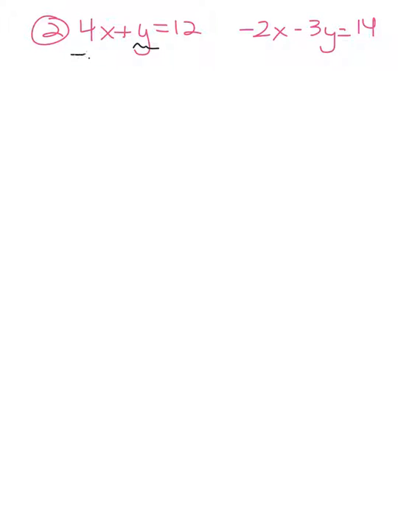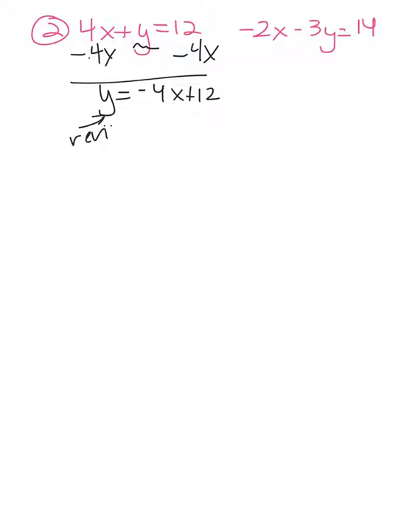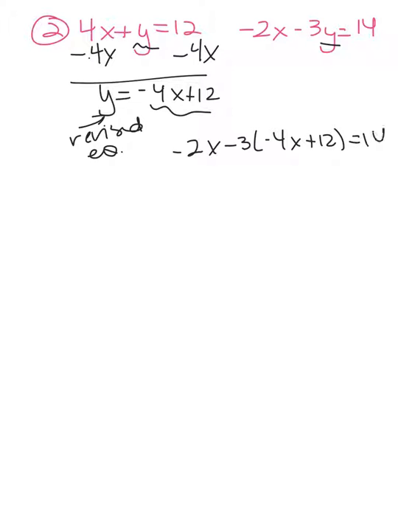So I'm going to subtract 4x from either side. And I have y is equal to negative 4x plus 12, which, remember, is my revised equation. So in my other equation, there's my y. I'm going to substitute everything in from my revised equation into that y there. So that gives me negative 2x minus 3 times the quantity of negative 4x plus 12 is equal to 14.